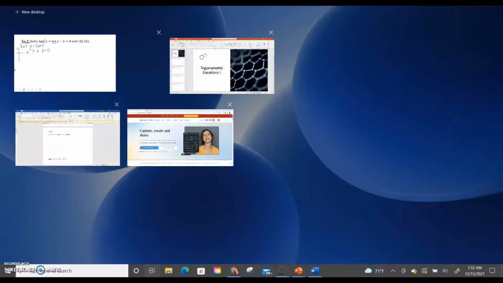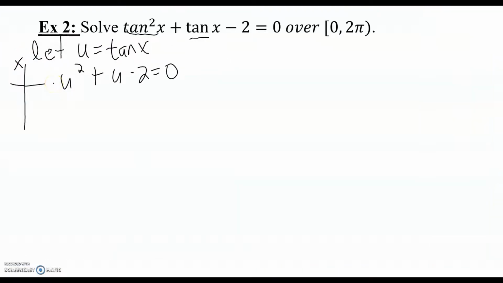If I factor here, then I would want to take factors of negative 2 that add to 1. So the negative 2 comes from this c right here, and the 1 comes from this coefficient of the u. So 2 numbers that multiply to give me negative 2, but add to give me positive 1 will be 2 and negative 1. 2 times negative 1 is negative 2, and 2 plus negative 1 is 1. So this will factor into (u + 2)(u - 1).